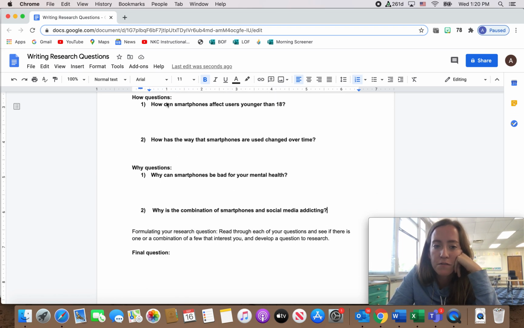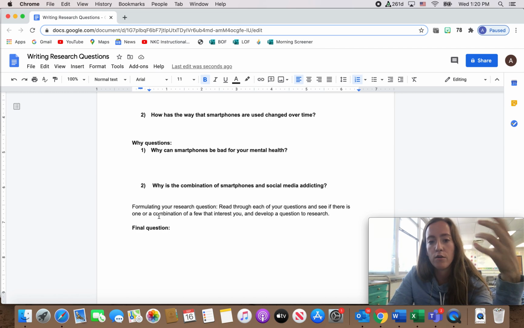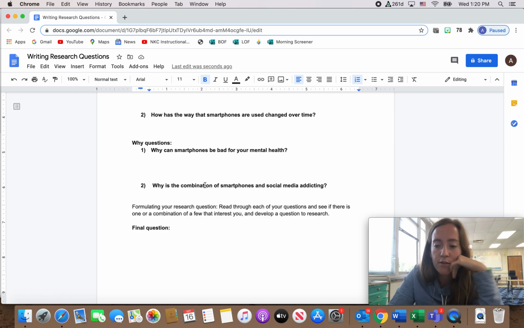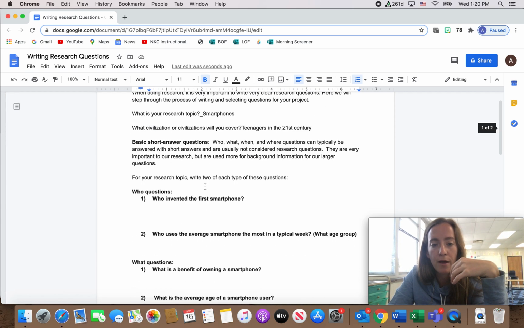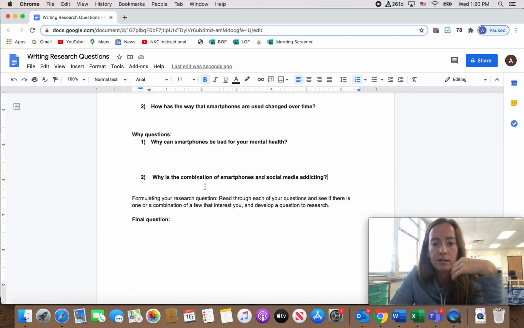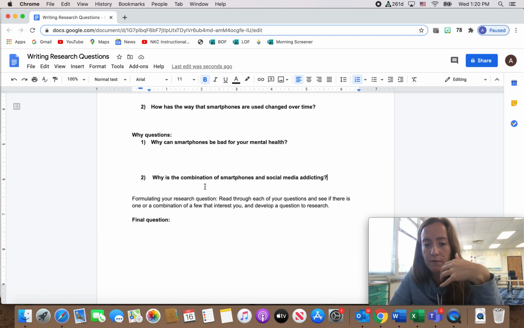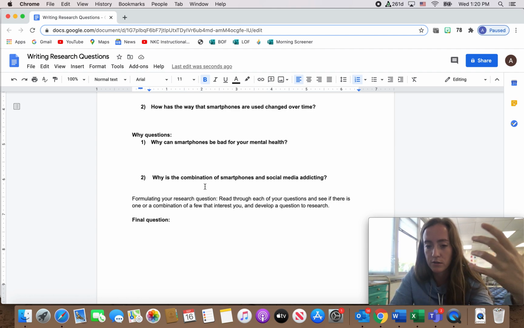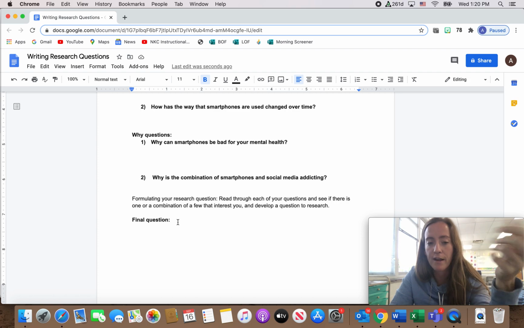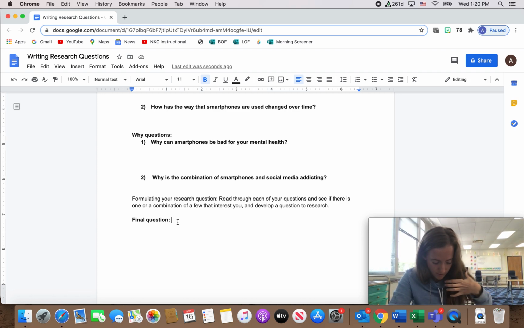So now, after you've come up with those 4 total questions, 2 how questions, 2 why questions, you're going to formulate your own research question by reading through all of the questions that you've come up with and seeing if there is one or a combination of a few of them that you are really interested in and want to continue to research further. And you're going to type your final question right here.